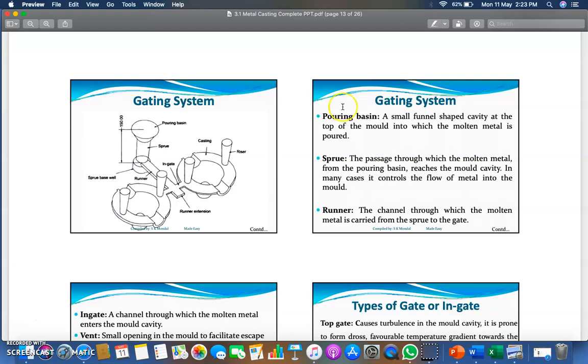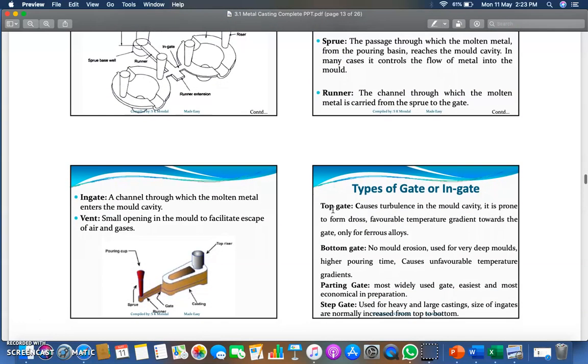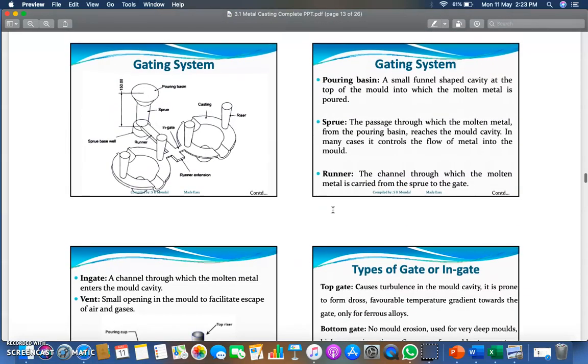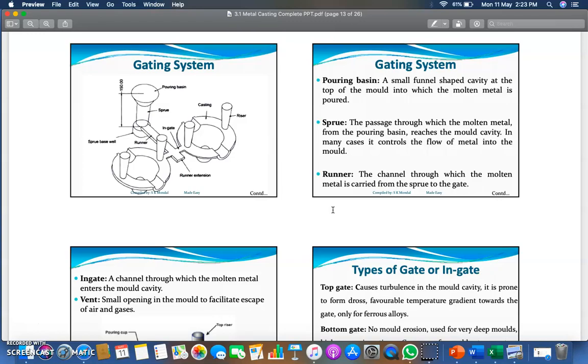Basically, as you can see, the gating system comprises various elements or components, which are the pouring basin, sprue, runners, ingate, and vent. These are a few important components which you have to select or design whenever you are starting with the process of casting.